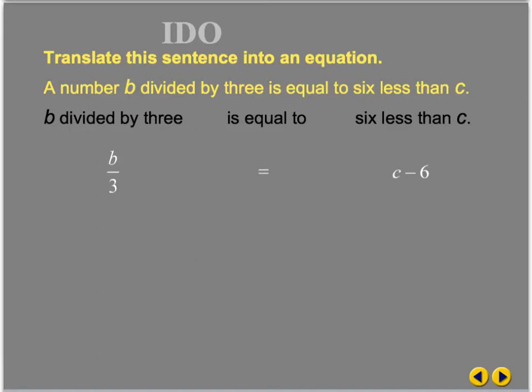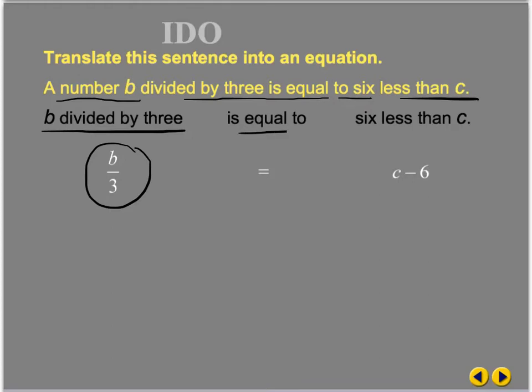Okay, so let's start off with the first one. It says, translate this sentence into an equation. A number b divided by 3 is equal to 6 less than c. Okay, so I just broke it apart for you. First we have b divided by 3, which is right here, is equal to 6 less than c. This part's a little bit tricky because we have 6, which is less than c. So it's c minus 6.